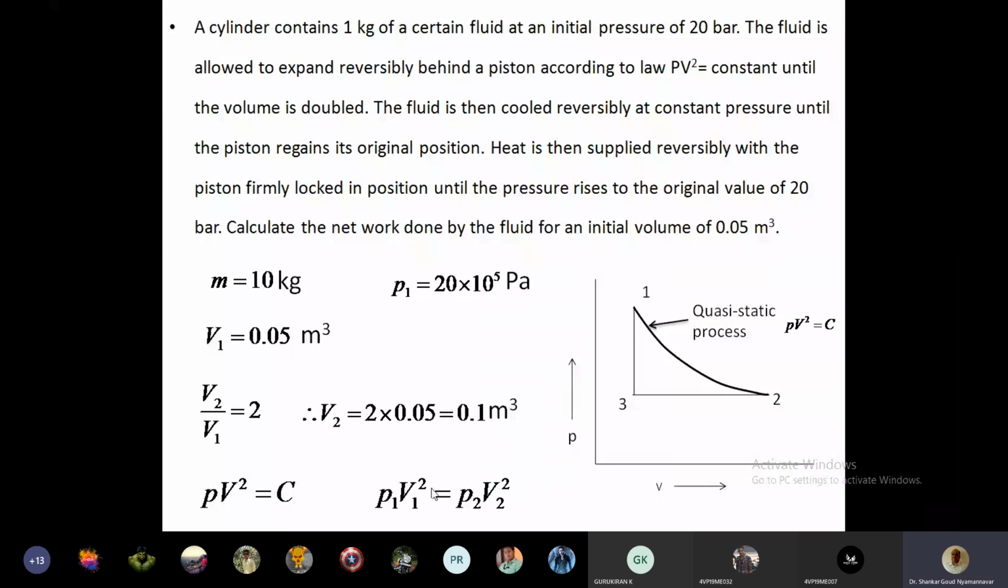Is it clear? Are you able to follow what I'm saying? Yes, sir. Now if you see in this equation, pressure 1 is known, volume at state 1 is known, volume at state 2 is known. But the pressure at end state 2 is not known. Can you calculate the pressure at state 2 using this equation? All of you please calculate. Do it and tell me the answer.